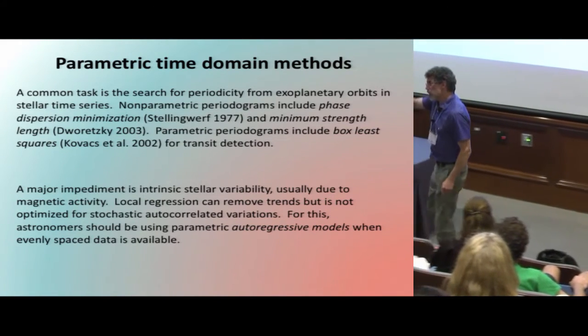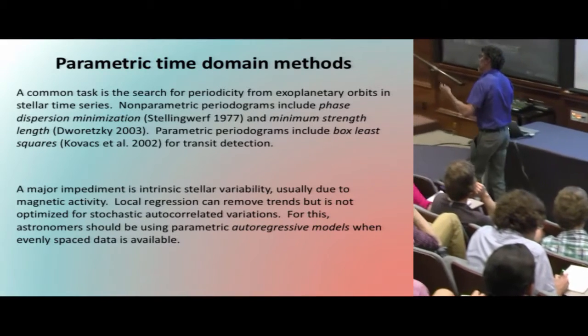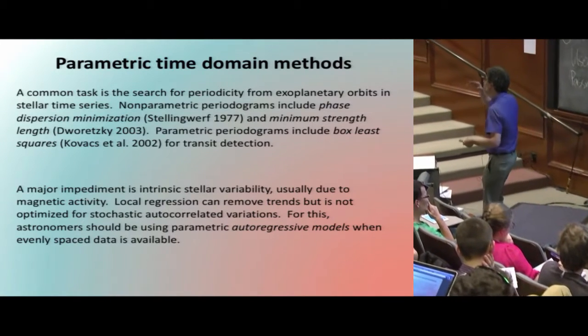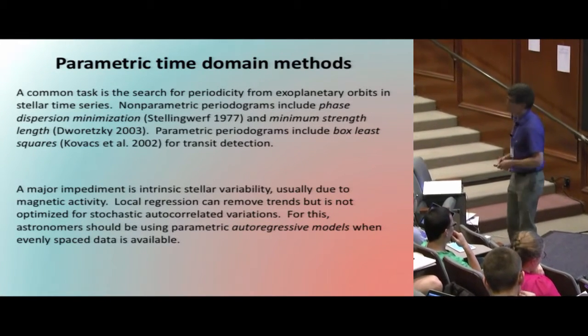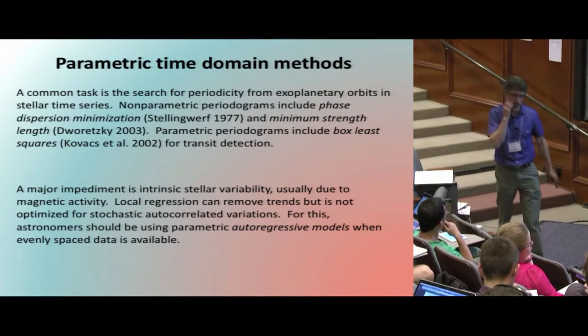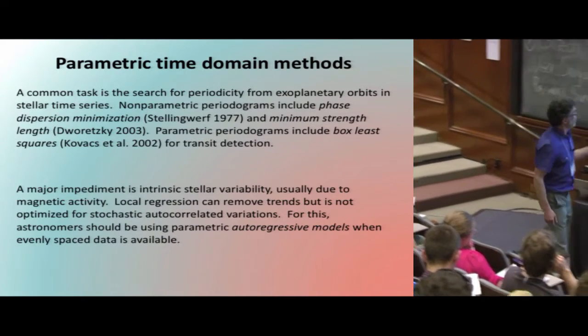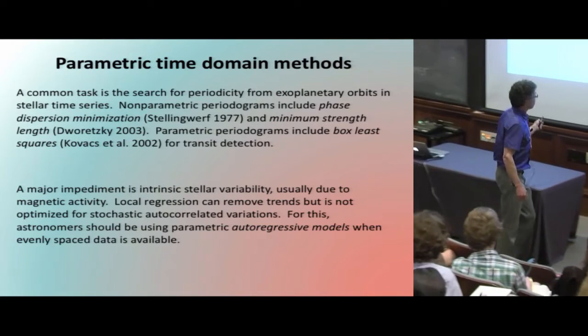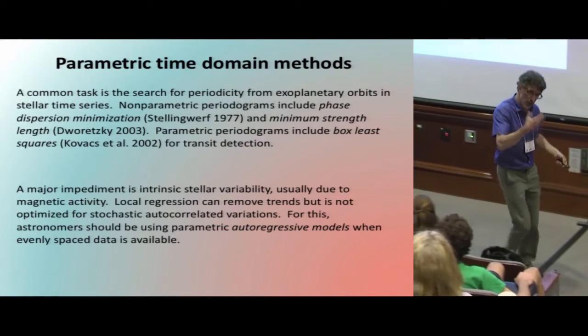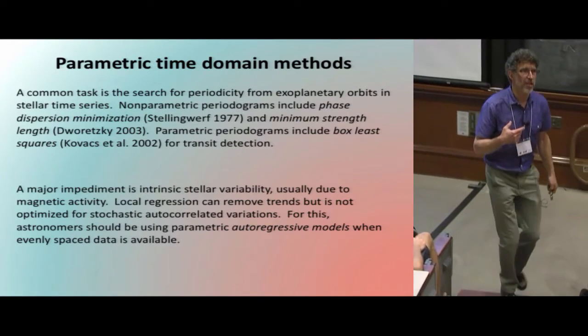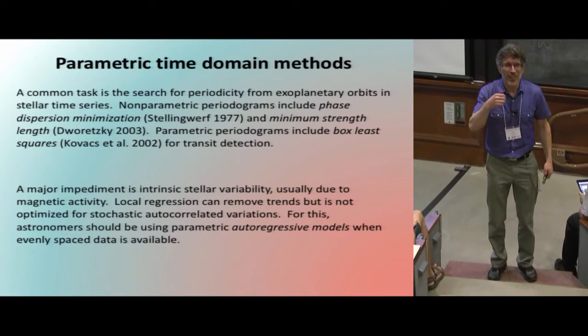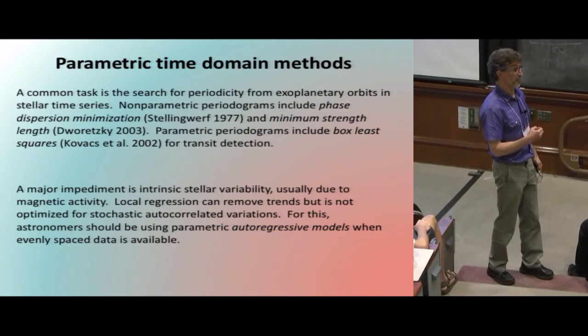So if you have long-term trends, like, I don't know, 11-year cycles or something like this, you can use GP regression, Gaussian. Oh, it might even work on shorter periods if you have enough data. Okay, but it's not optimized. Gaussian GP local regressions are not optimized for something called stochastic autoregressive processes.